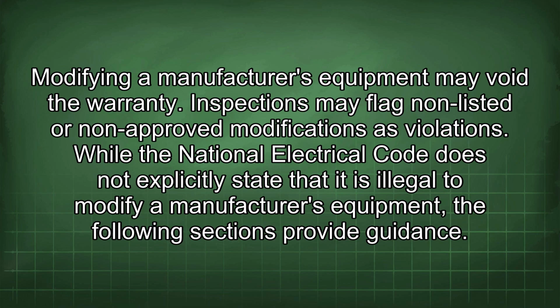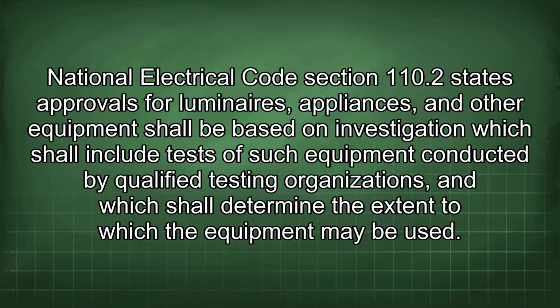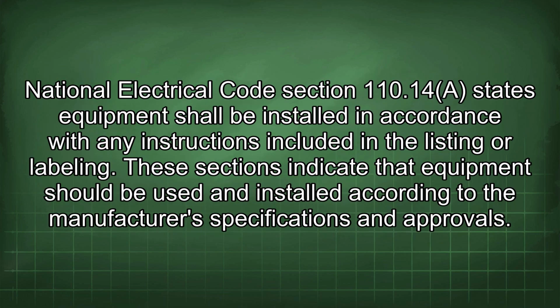National Electrical Code Section 110.2 states approvals for luminaires, appliances, and other equipment shall be based on investigation which shall include tests of such equipment conducted by qualified testing organizations and which shall determine the extent to which the equipment may be used. Section 110.14 states equipment shall be installed in accordance with NEC instructions included in the listing or labeling. These sections indicate that equipment should be used and installed according to the manufacturer's specifications and approvals.